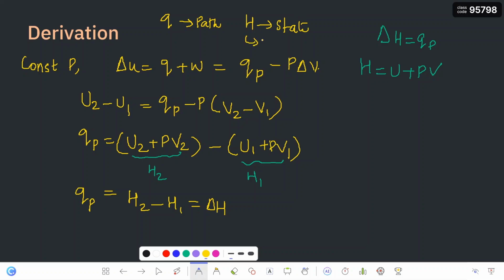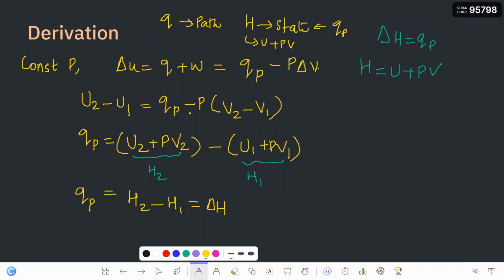So why is it happening? U plus PV. In this case, U, internal energy, is a state function, pressure is a state function, volume is a state function. Hence, H is also a state function. That means QP, at constant pressure, heat is also a state function. But otherwise, if the constant pressure term is not there, Q is a path function.